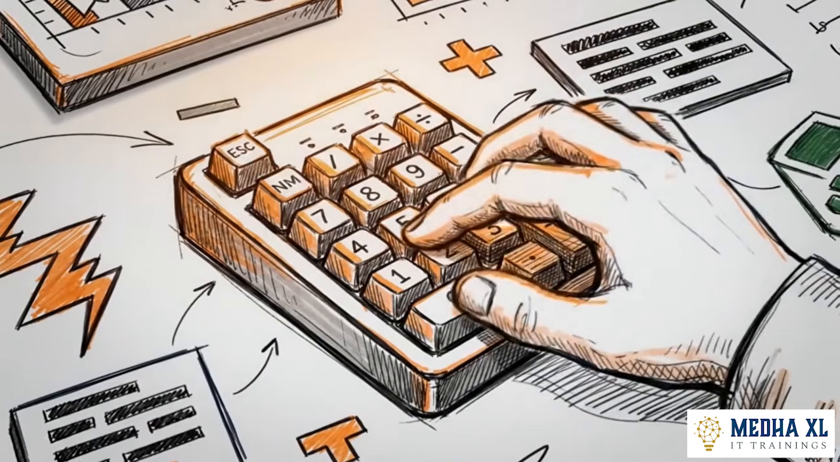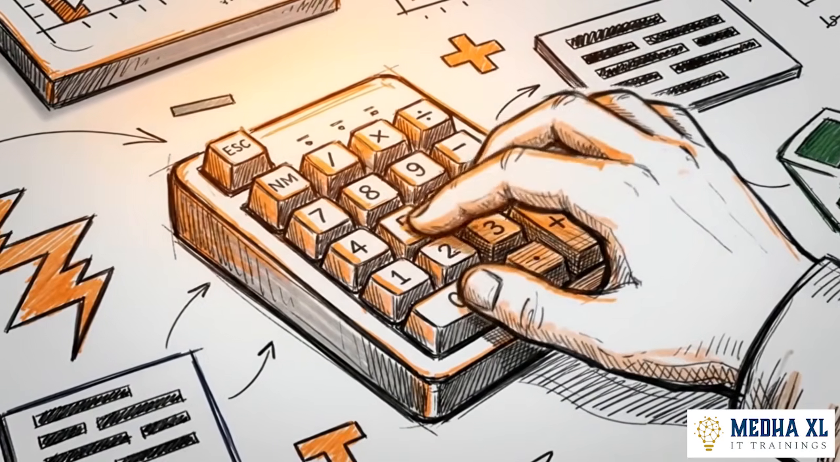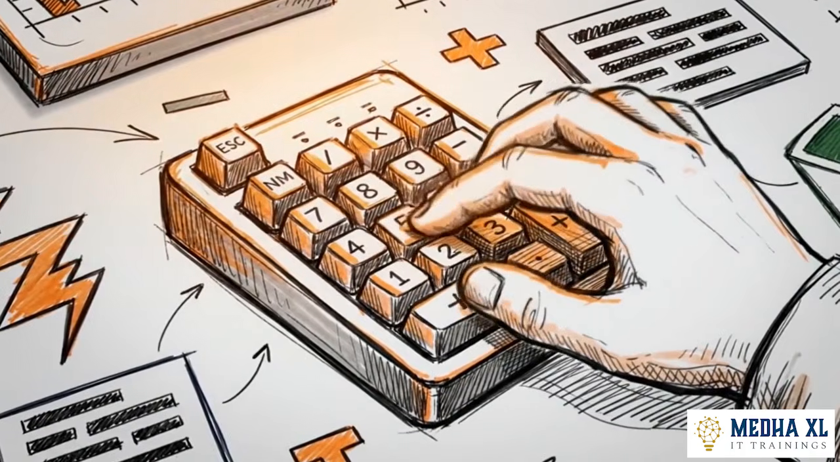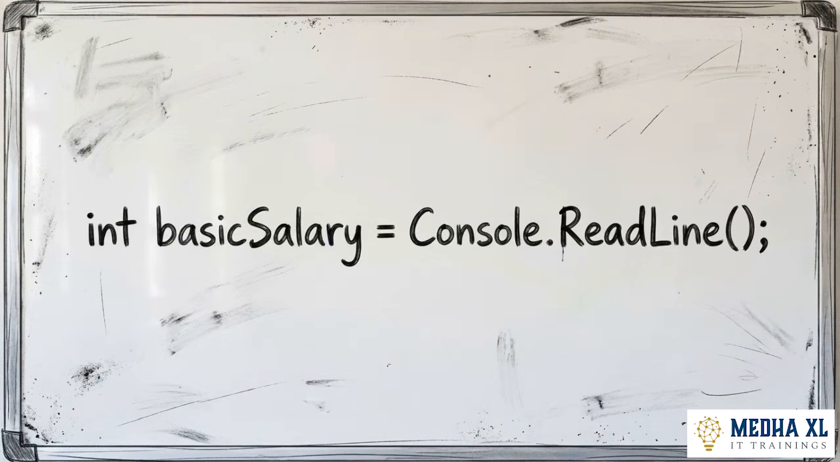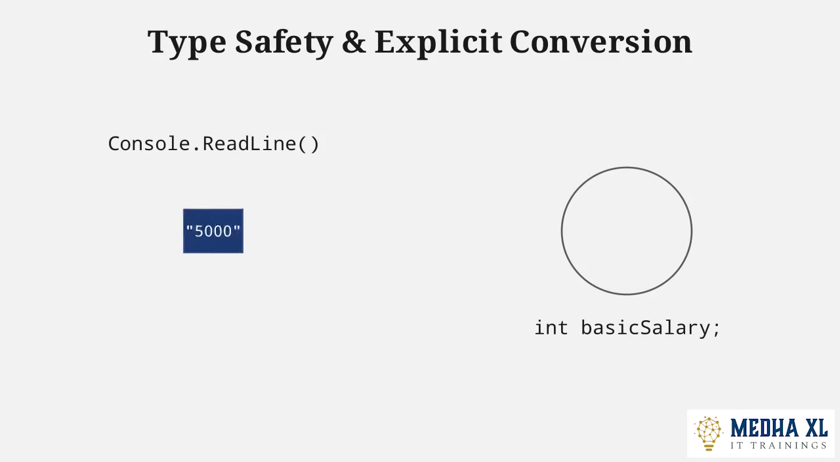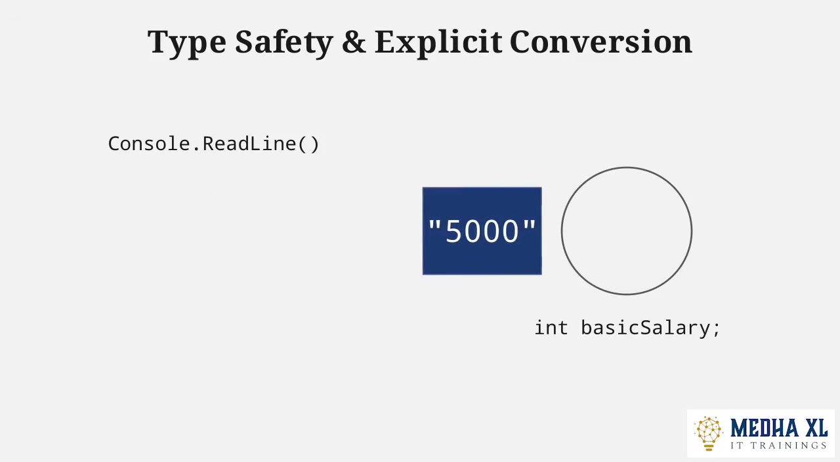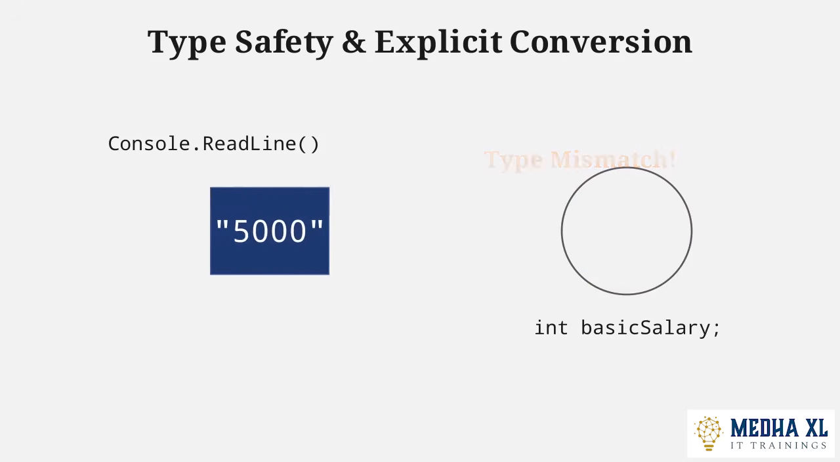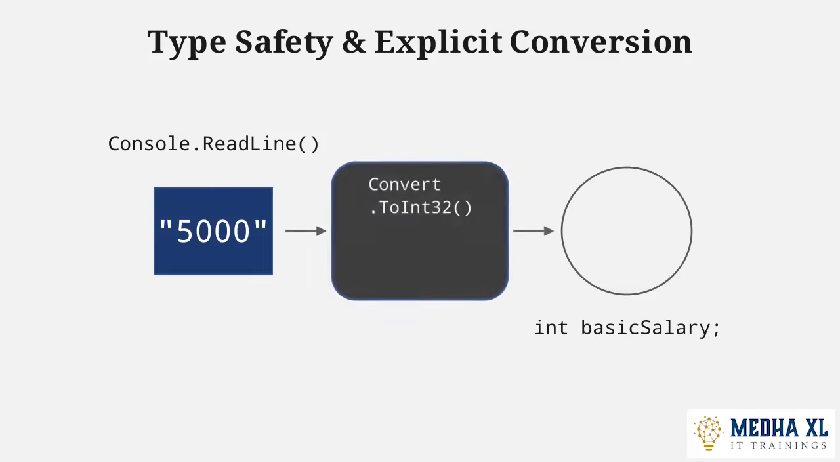Now that we have the name stored, we need to collect the financial data, the basic salary, and the bonus. A logical approach would be to declare an integer variable and assign Console.ReadLine to it, expecting the user to type a numeric value. If you attempt this, the compiler immediately throws an error. Under the hood, Console.ReadLine produces a text string. This rigid text cannot fit into a memory container designed for mathematical integers.